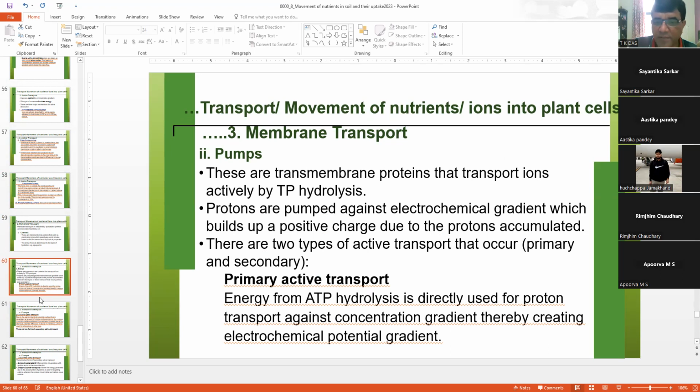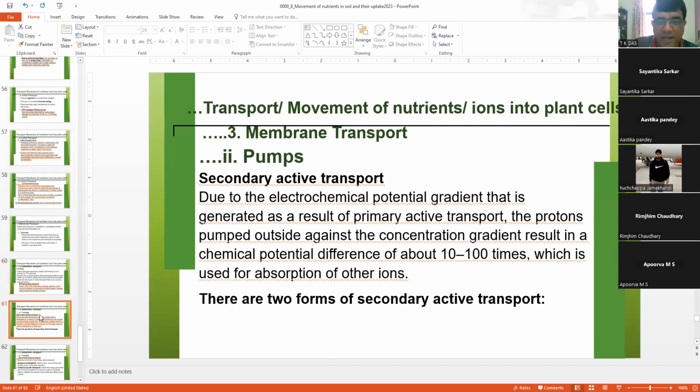There are two types of active transport, primary and secondary. In primary active transport, energy from ATP hydrolysis is directly used for proton transport against the concentration gradient, thereby creating an electrochemical potential gradient. Then secondary active transport. Due to the electrochemical potential gradient generated as a result of primary active transport, the protons pumped outside against the concentration gradient result in a chemical potential difference of about 10 to 100 times, which is used for absorption of other ions.